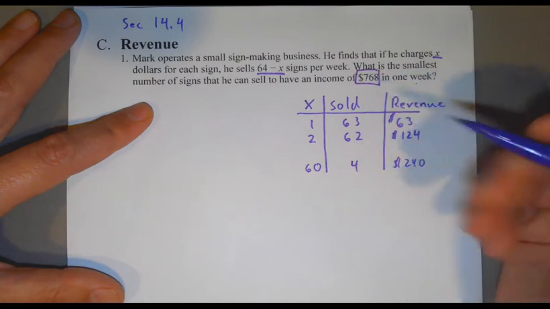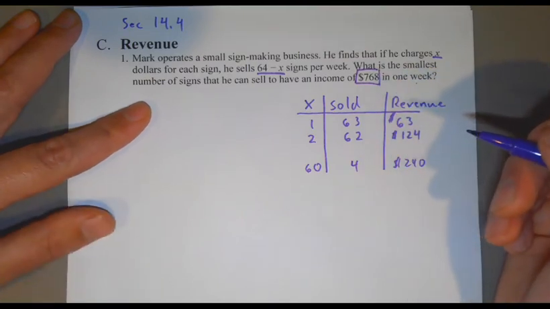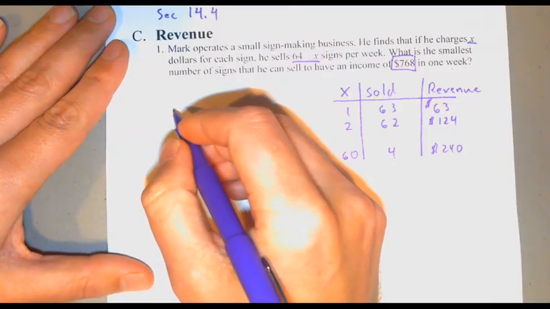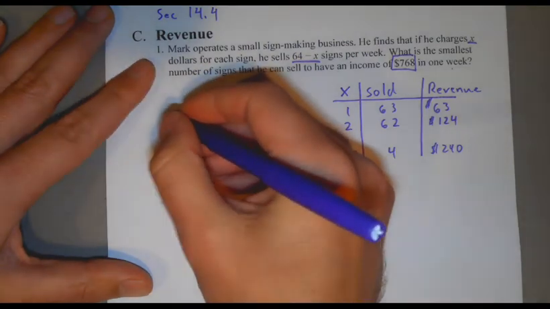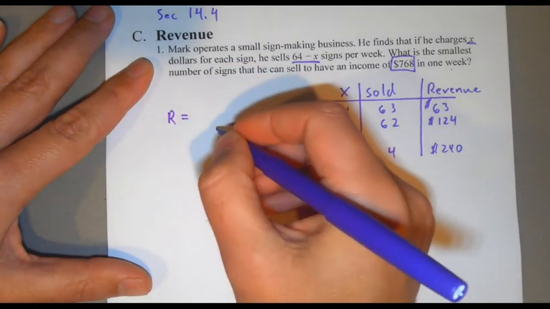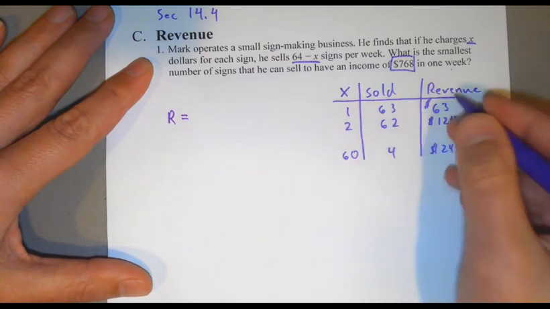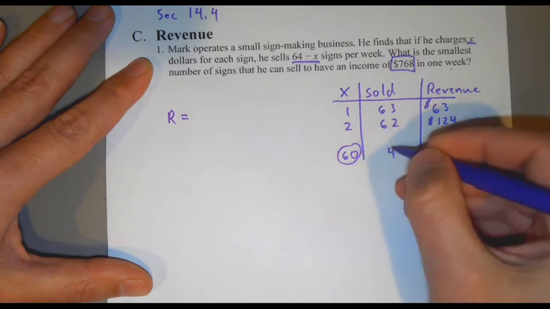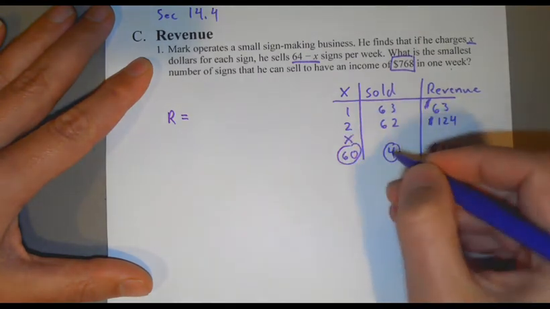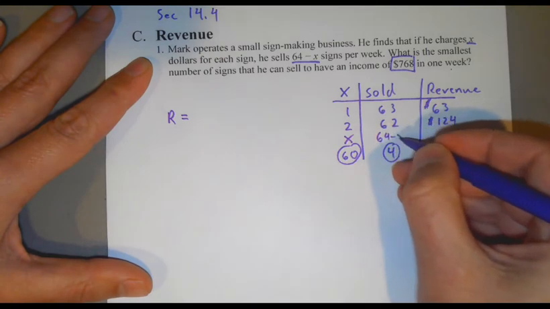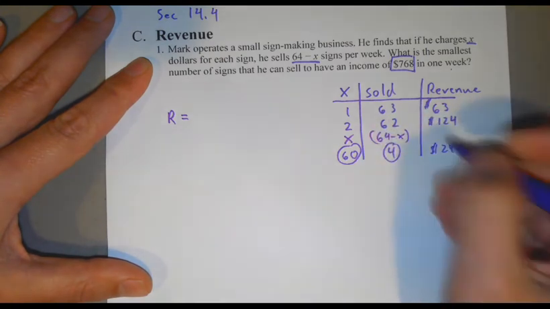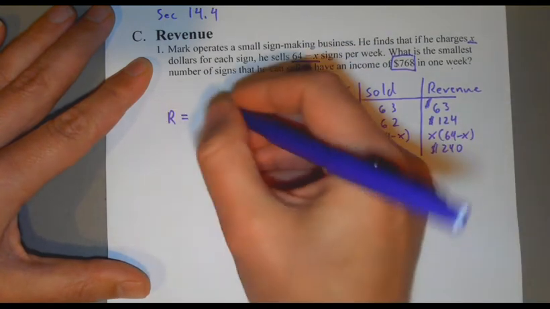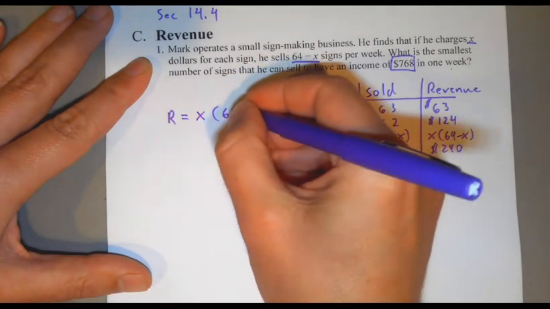We aren't asked to find the most money we can make per se. We just want to make at least $768. So let's go to this. What is it we're looking at? We're looking at the revenue. Revenue is equal to the X, the cost that you're selling them for, times the 64 minus X, the amount that you sell. If you multiply those together, you get the revenue. So we're going to say X times 64 minus X.